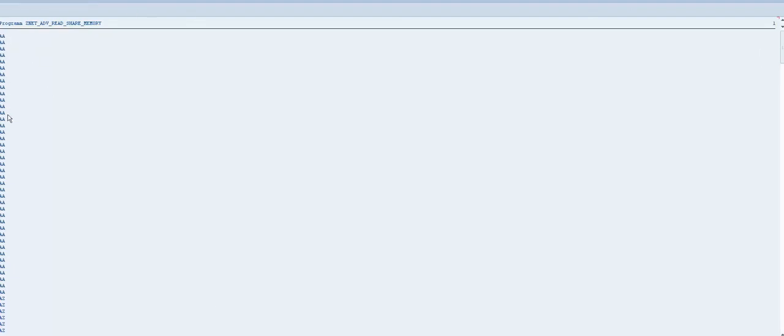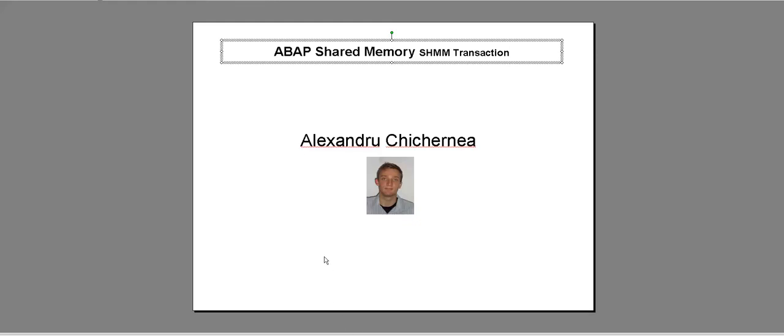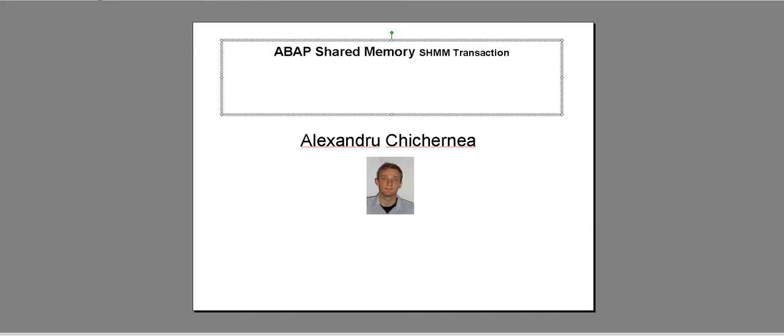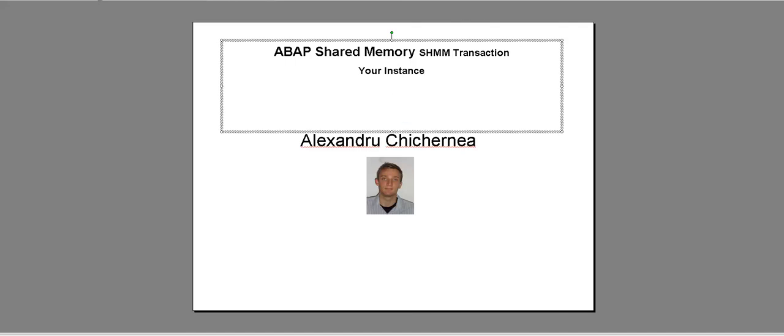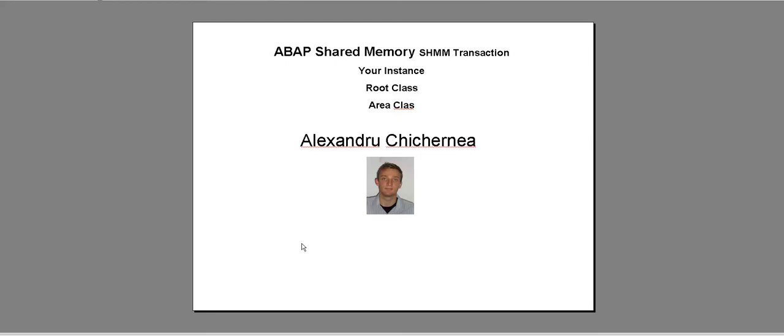Yes, this is just a test example, it depends on your needs, but I hope now you have a good understanding of how you can create a shared memory object. First you need to create your instance, then assign this instance to the root class, and then you need the area class, which will be retained in this shared memory.